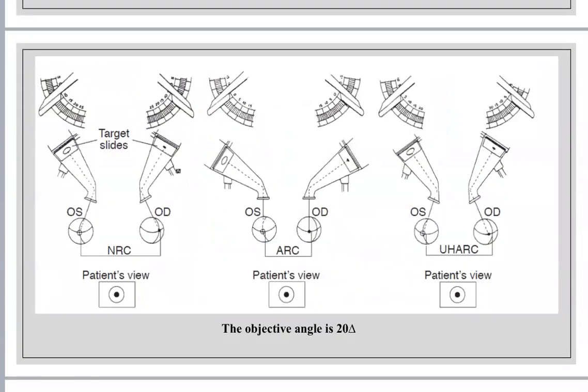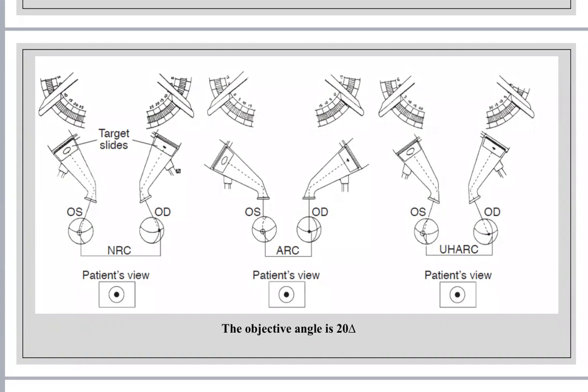In the synoptophore, you can measure the objective angle of strabismus, and you can make the patient use the knob to correct for his angle of deviation in order to see clearly or see binocular single vision. This is called the subjective angle of deviation. Okay, look at this one.